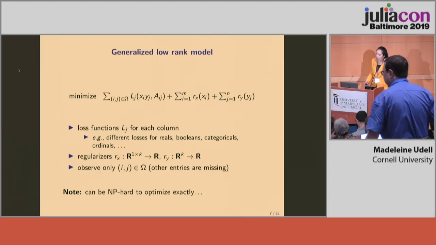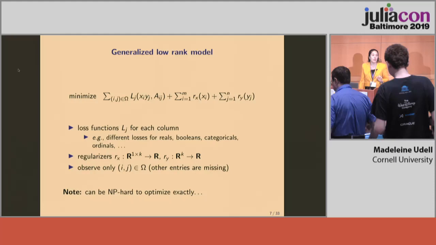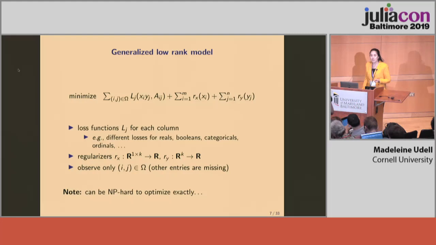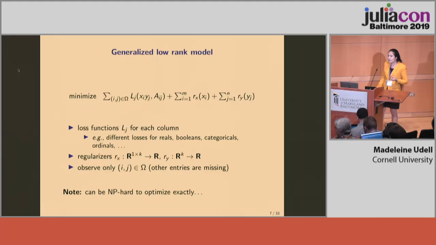Once we've made these three generalizations, suddenly the objective can be NP-hard to optimize exactly. But it's still very easy to perform alternating minimization or alternating proximal gradient method, which is what we do in low-rank models. This gets you down to minima that are pretty good, if not exactly optimal.